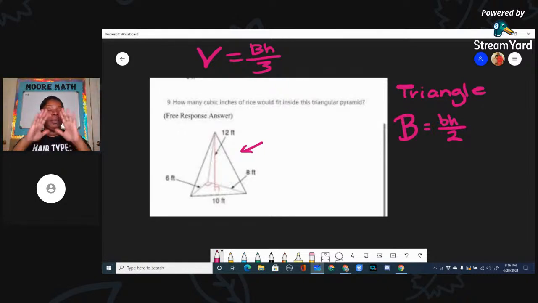And for a pyramid, all around it is triangles. That's what makes it, you know, pyramid and prism. Okay, that was just a fun fact.